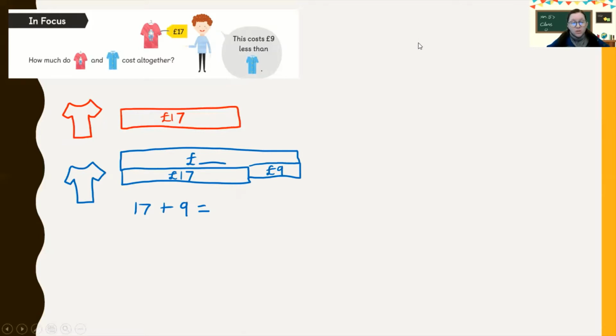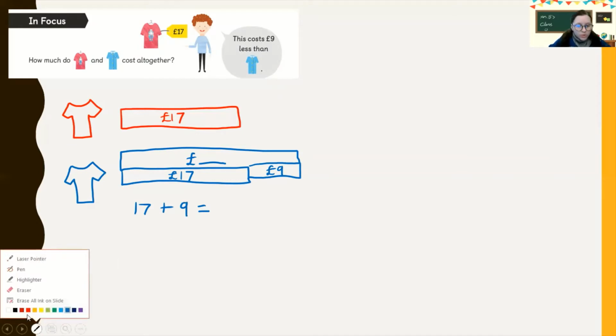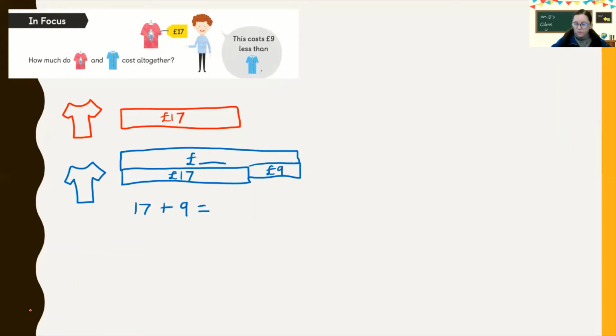Then what do we need to do? We need to add that to the red shirt to find out how much they cost all together. So once you've got your answer for the blue shirt, you can do red shirt plus blue shirt. Let's get my blue back. Whatever your answer is for that. Oh, wonky. Red shirt plus blue shirt equals, and that's how much they will cost all together. So if you didn't manage it the first time, have a try of that now.